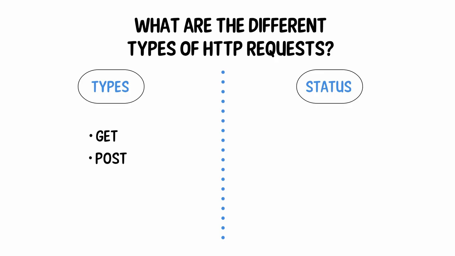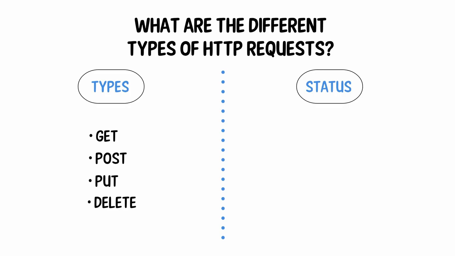POST, this is the request to send sensitive data, when you want to receive information or when you want to update an object. You also use this type. PUT, this type of request is used to create a new object. DELETE, this type of request is to delete an object.